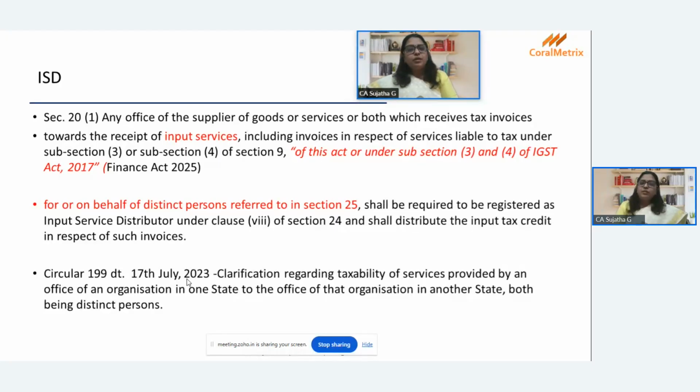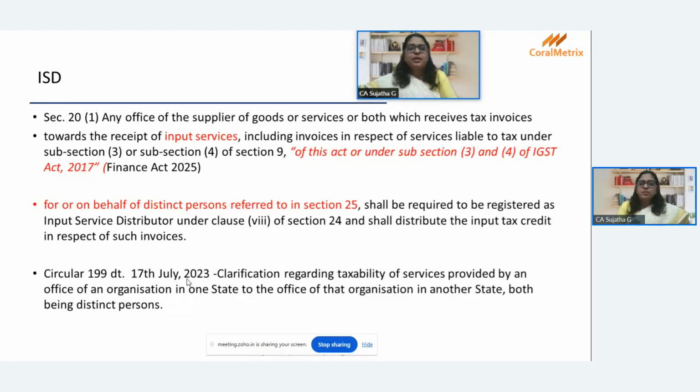So whenever there is an advertisement charge or any audit fee or any other common expenditure for the company as a whole, it is done centrally at the head office, right? So it does not relate only to the head office, because the head office has got nothing. Head office has got no supply, no sales.